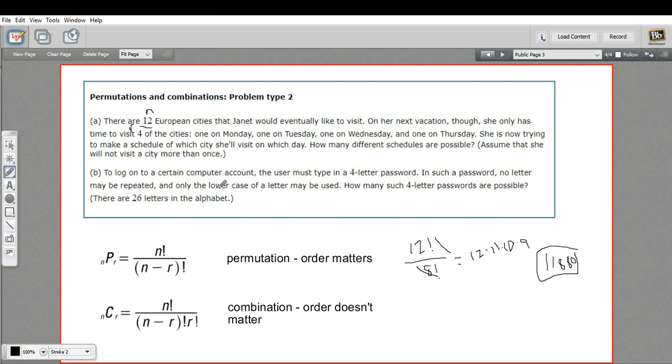Okay, so I think this is another case in which the order matters, because if your password was ABCD and you typed in DCBA, it wouldn't work, right? So the order does matter. So this is another permutation. We'll use this formula again. Our total is the number of letters in the alphabet. That's our n, so that's this 26 here. And then the person who makes the password chooses 4, so that's our r.